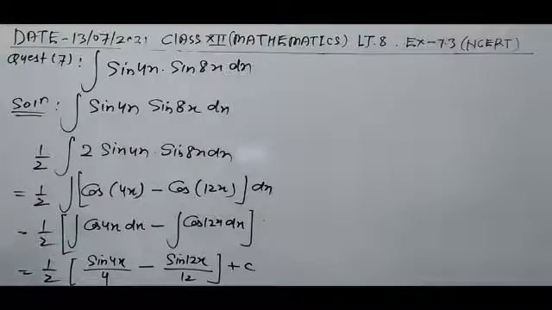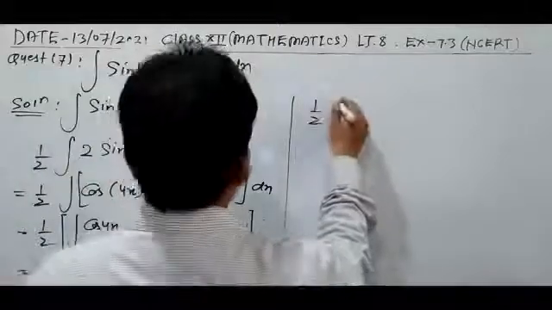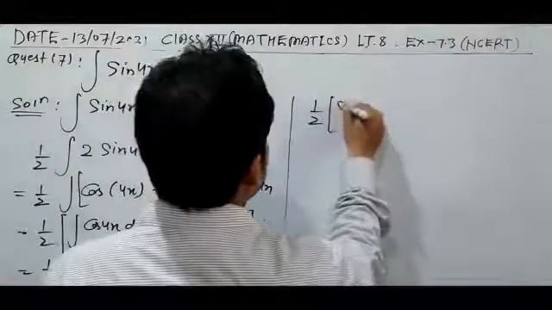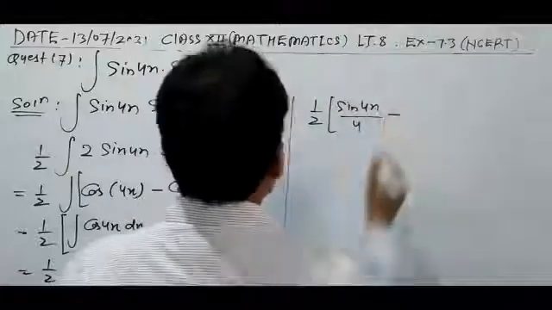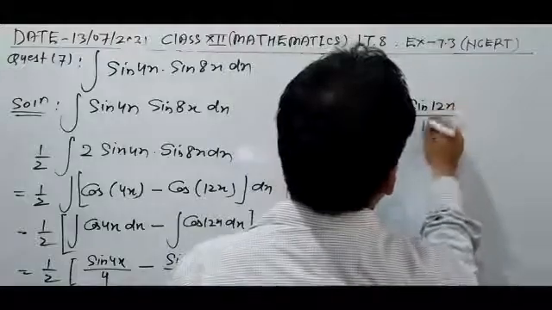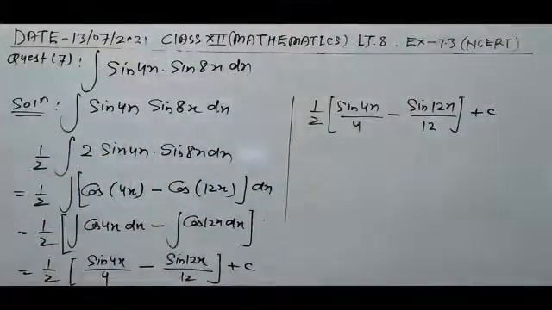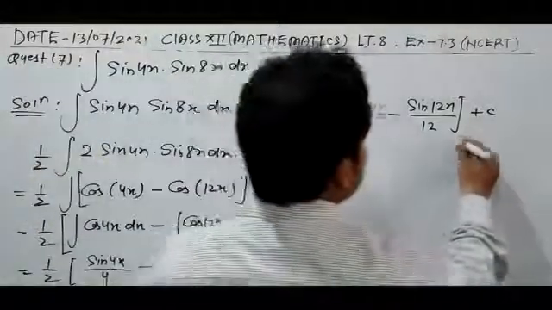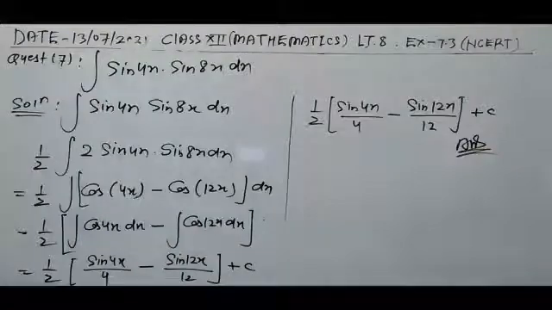Now you can write here 1 by 2, sine of 4x by 4 minus sine of 12x by 12. This will be the answer. Now question number 7 is completed.